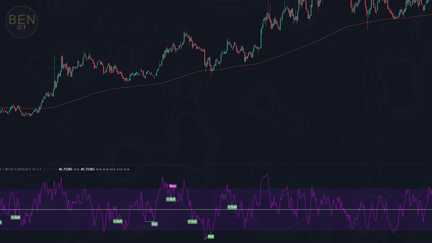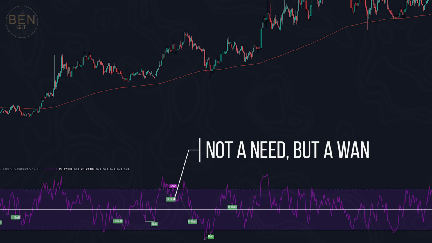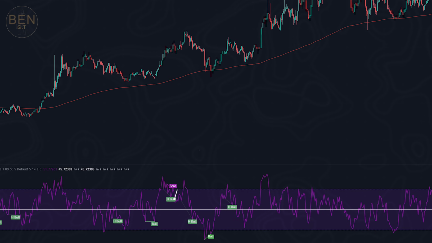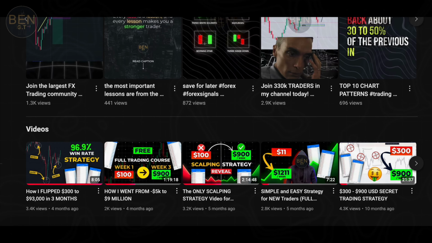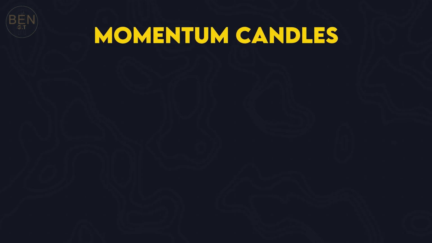So this bullish divergence is not exactly a rule that we have to follow, but it's a great sign if you see it when all the other rules are aligned. Let's move to rule number three. If you've watched my other videos before, you probably know I love momentum candles.